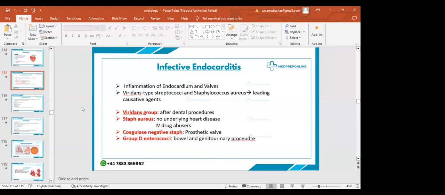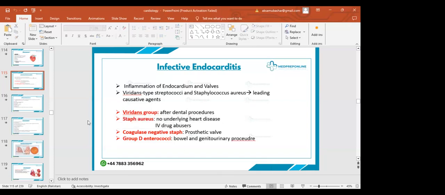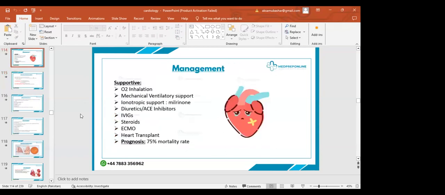For infective endocarditis, is it necessary that an underlying cause should be present? No, it is not necessary. You can see here, it is written staph aureus, no underlying heart disease, and it happens in the IV drug abuser. It is not necessary to have an underlying congenital or acquired heart defect. It can happen in a healthy person. So don't limit it to just congenital or acquired heart disease. It can happen in perfectly healthy people, like IV drug abusers, who usually don't have any heart disease. Okay.